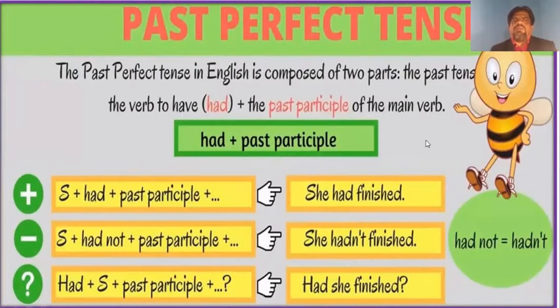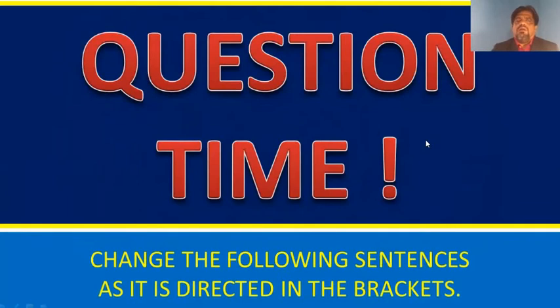The past perfect tense in English is composed of two parts, the past tense of the verb to have, or had, plus the past participle. Had plus past participle, enough. So that is the most important part. Subject plus had plus past participle. She had finished. And negatively we could say subject plus had not or hadn't plus past participle. She hadn't. Enough. Then bring the word had before the subject, you can make an interrogative sentence. Had she finished?